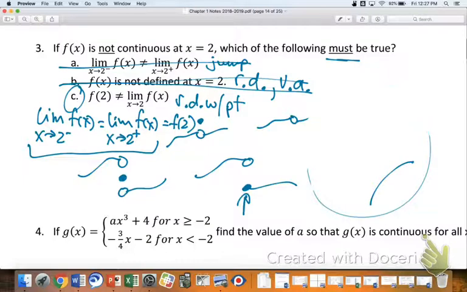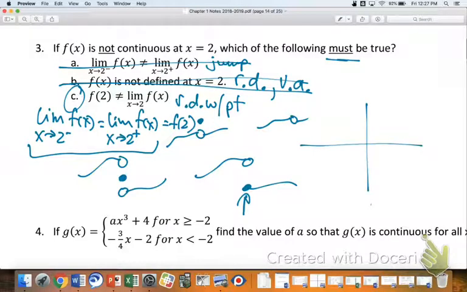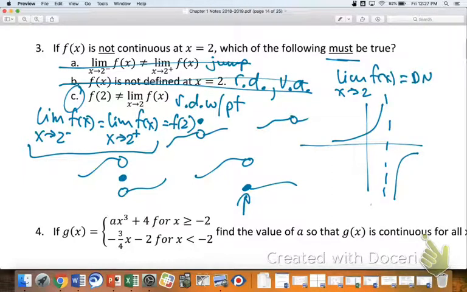So C says f of 2 does not equal the limit as x approaches 2, right? So if you have something like this, then wouldn't you say, based on that picture, that the limit as x approaches 2 of f of x doesn't exist? In fact, I should probably just write it like this. Okay, so whatever f of 2 is, whether f of 2 exists or not, because f of 2 could exist. It could be like right there. You could have a piecewise doing something like that.